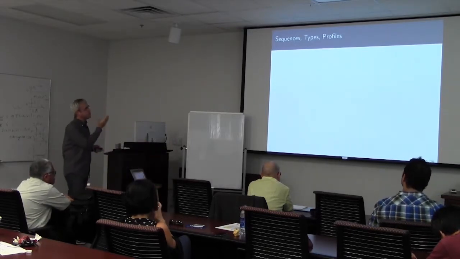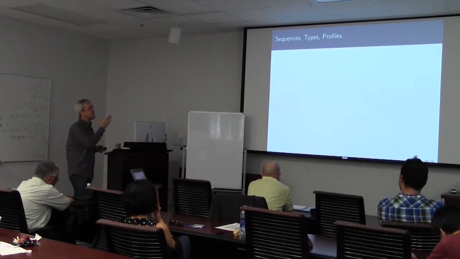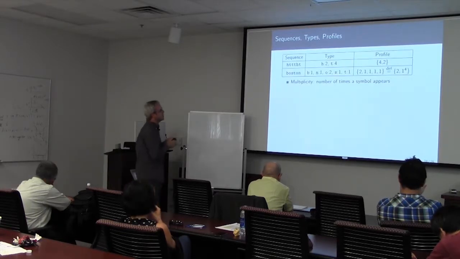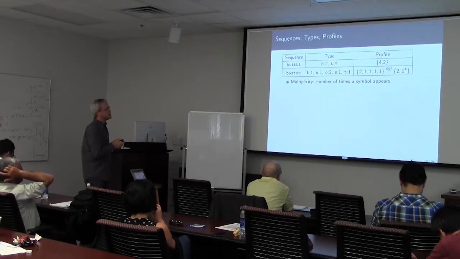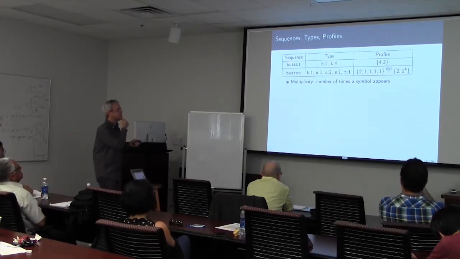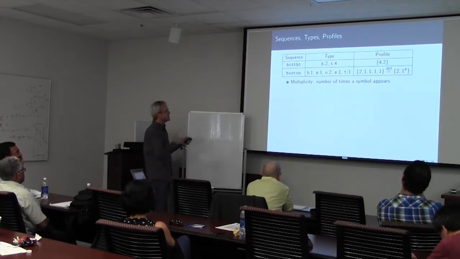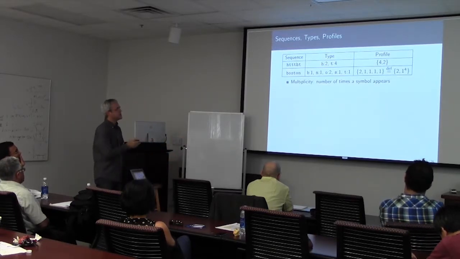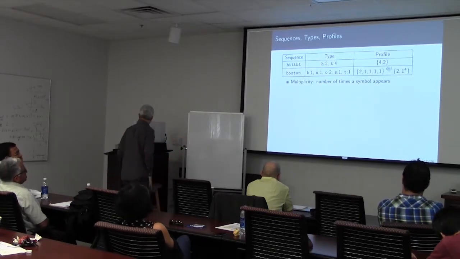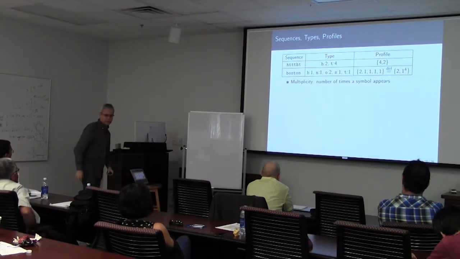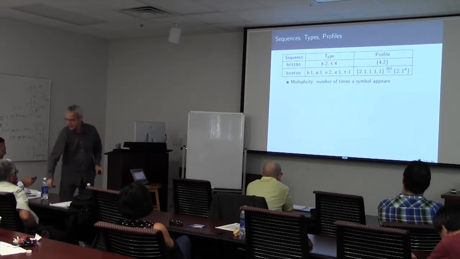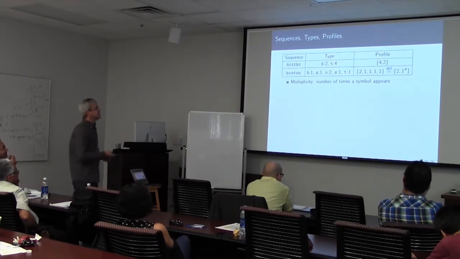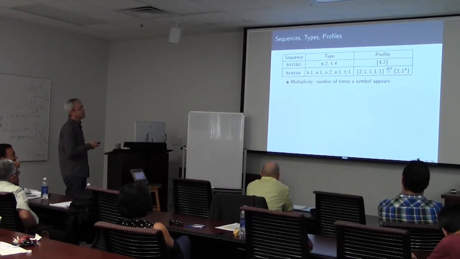So the way we get around this is by moving from sequences to types and then to profiles. A sequence is just what we observe, for example, heads, tails, and so on, or the word Boston, let's say, IID. And the type says that H appeared twice and T appeared 4 times.